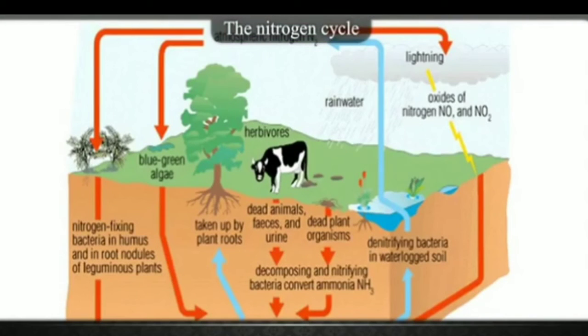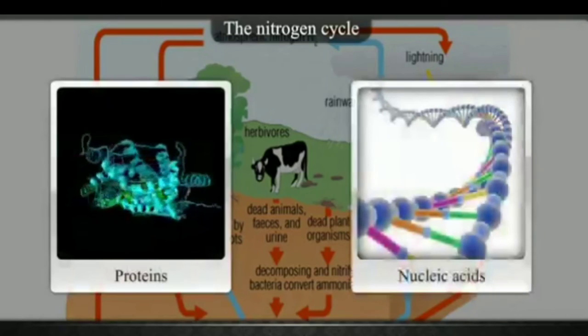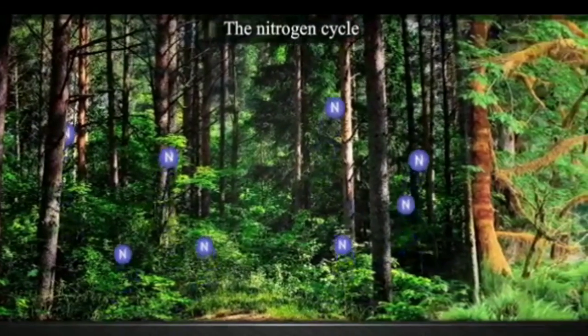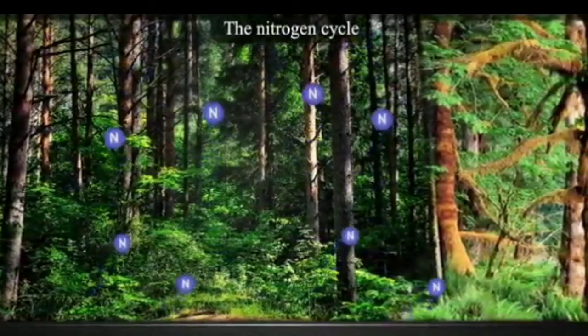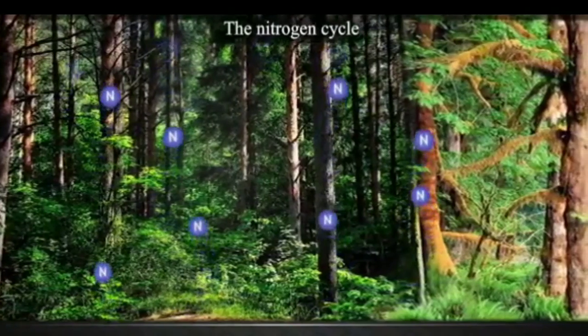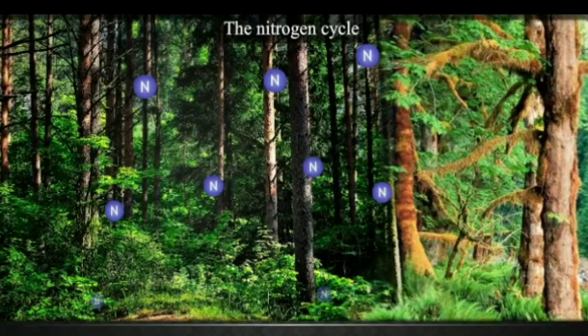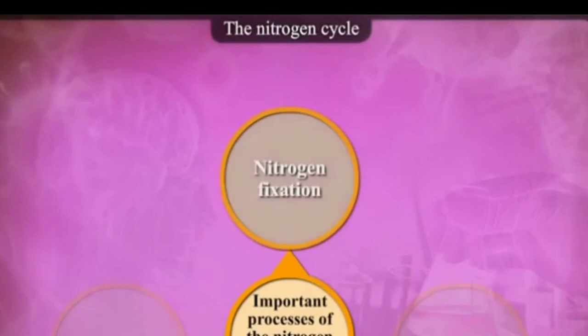All organisms participate in the nitrogen cycle. It is an important component of proteins and nucleic acids. As compared to the other elements, it is inactive and does not easily combine with other elements. Most organisms cannot use the free form of nitrogen. Let's see the important processes of the nitrogen cycle.